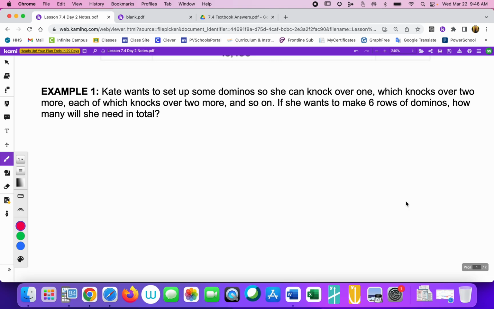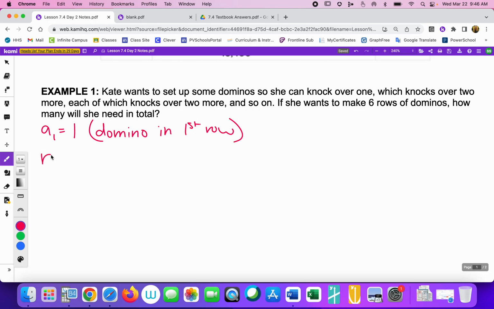So this is asking you to add up all the dominoes without actually knowing the sequence. Now, how many dominoes are in the first row? 1. That's what she's starting with. So that is our first term that would be in our sequence. So your A1 in this scenario would be 1 because there's 1 domino in the first row. So if you want to make a note to yourself on where this is coming from, 1 domino in the first row.